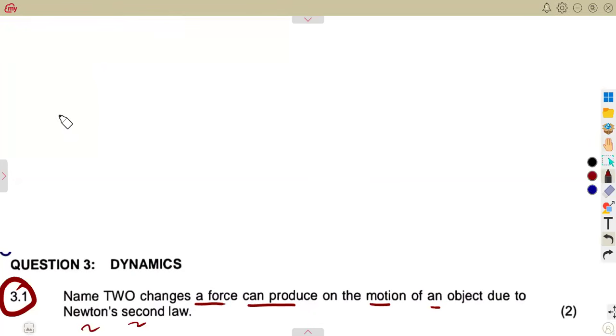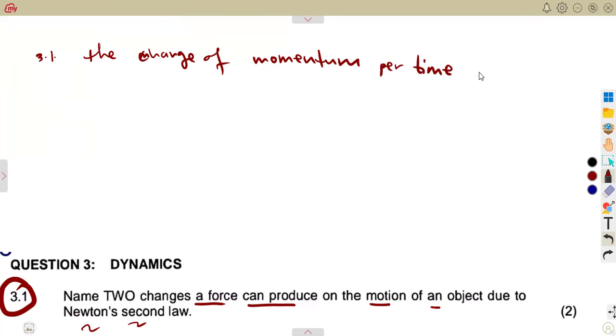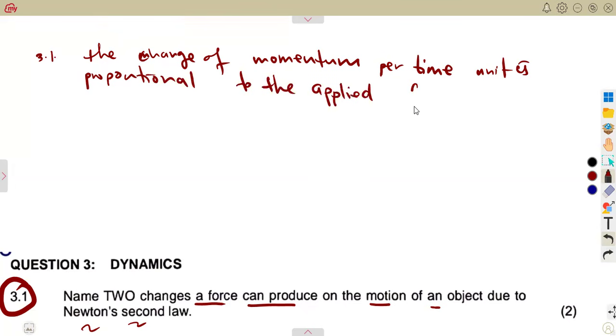So remember, we talk of the momentum. So for the first part, 3.1, we're going to have the change of momentum per time, which is proportional to the applied force. So that is what we can also consider.